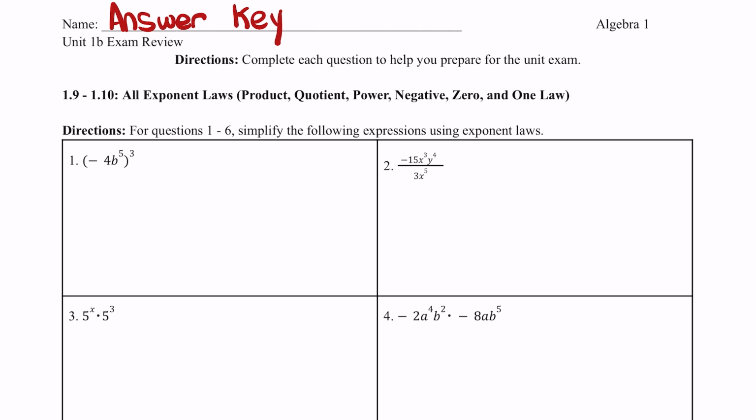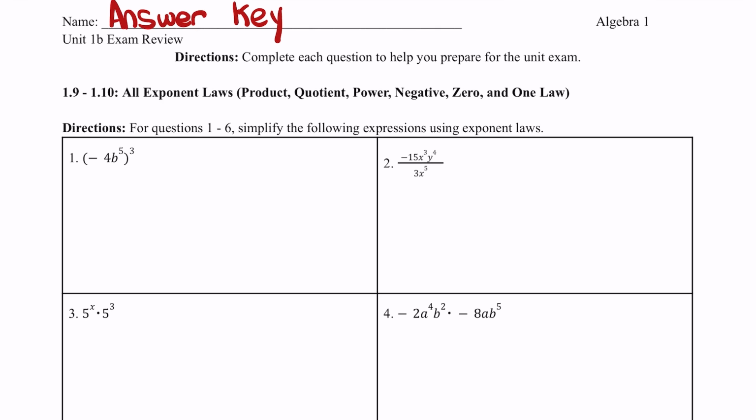So first topic we learned was 1.9 and 1.10, which went over all the exponent rules. Product rule, where when you're multiplying variables, you add the exponents. Quotient rule, when you're dividing variables, you subtract the exponents. Power rule, when you have an exponent inside and an exponent outside, you multiply them.